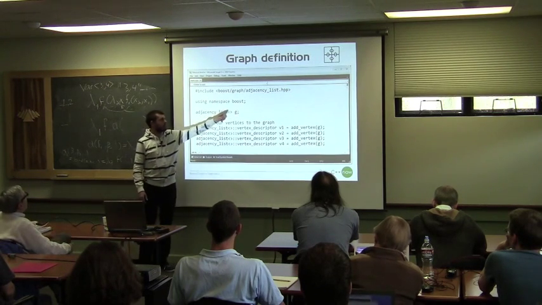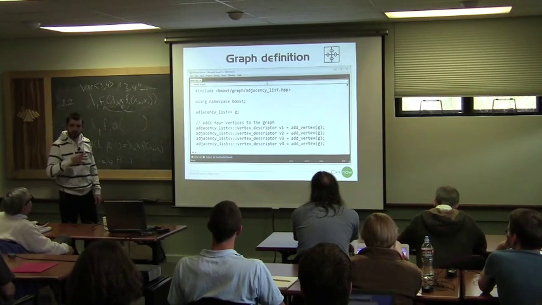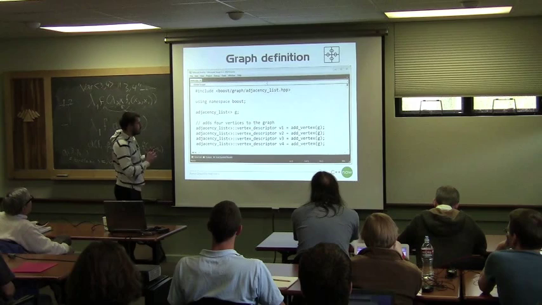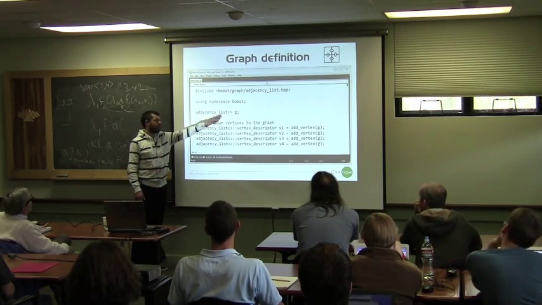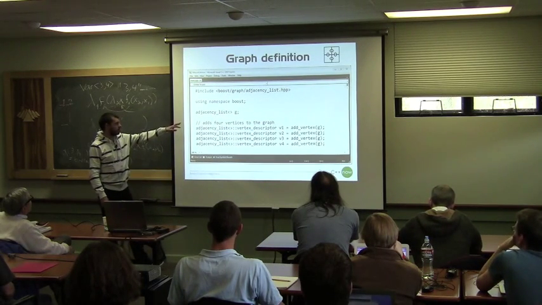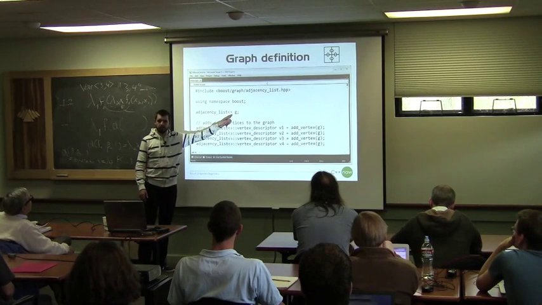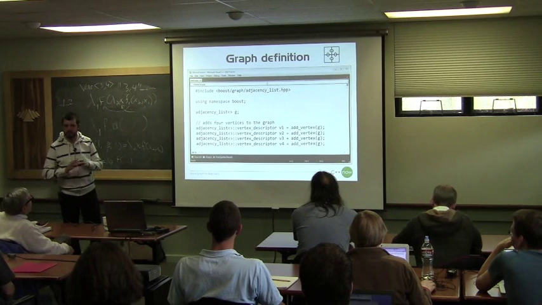You also see that everything which is defined in Boost.Graph is in the namespace Boost. So there's nothing like Boost.Graph or something else. It's just Boost. And you see adjacency list is a template, but at this point we don't care about the template parameters either. We just instantiate adjacency list and have our graph. By default, a graph doesn't have any vertices, doesn't have any edges.